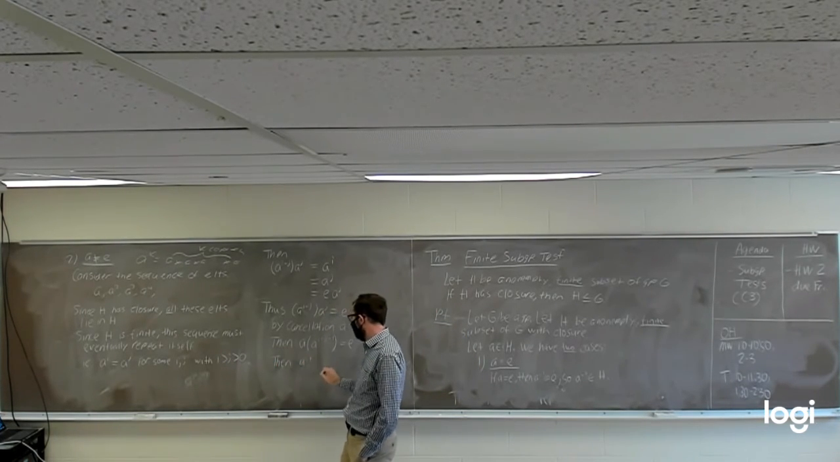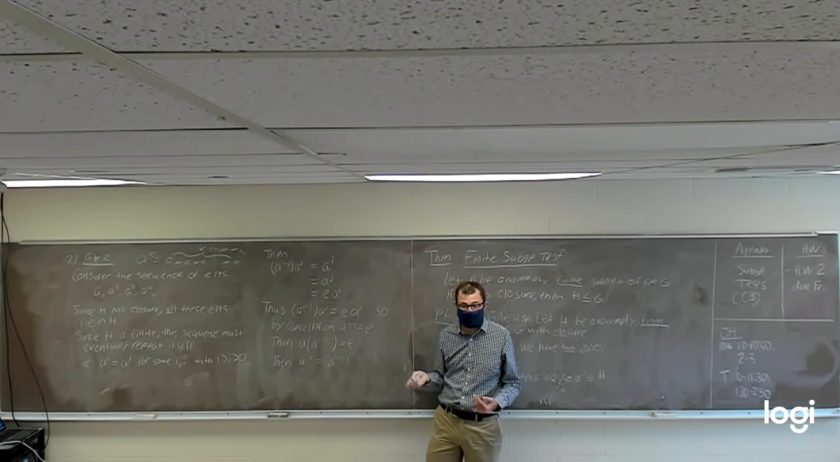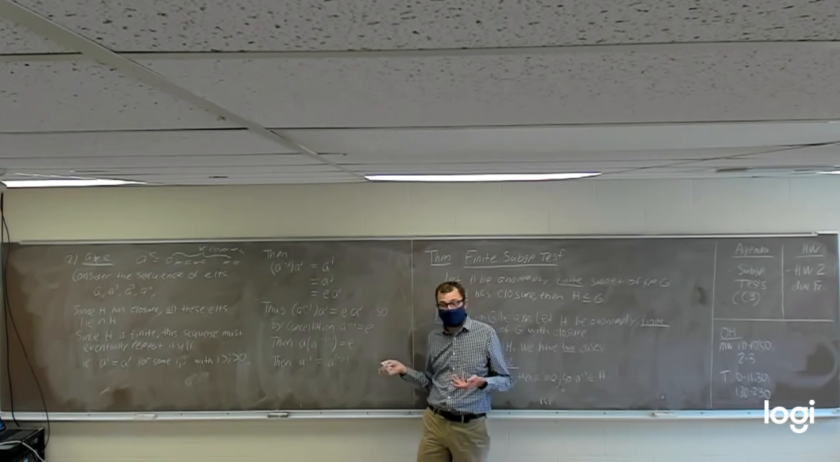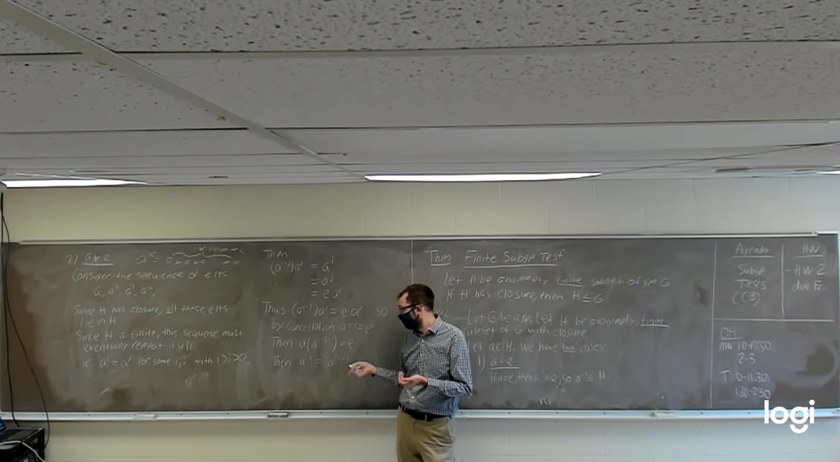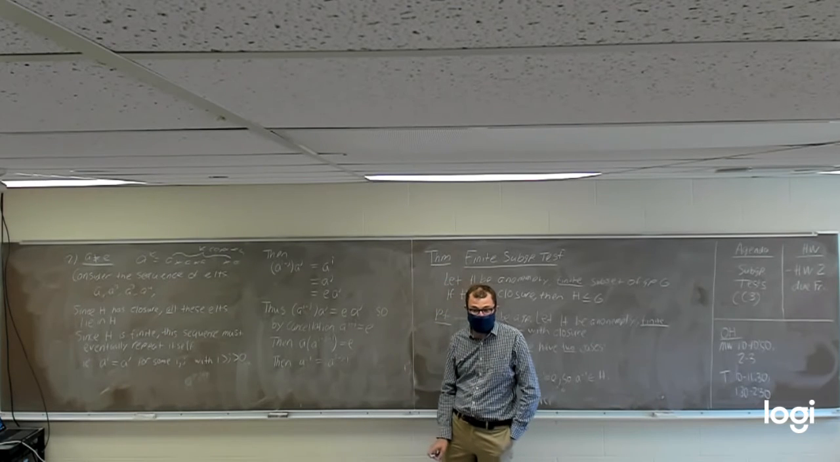What does that tell us about a inverse? It has to be this a to the i minus j minus 1, since a to the i minus j minus 1 is something that we can multiply a by that will give us the identity element. If we can multiply a by something and get the identity element, that automatically tells us that something has to be a inverse.